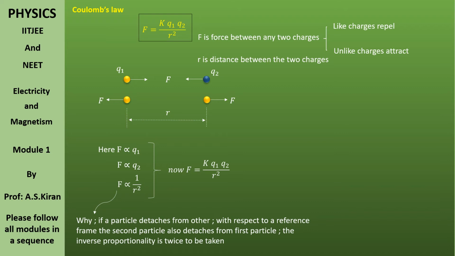For example, once again, if you are detaching from your friend, it also means that your friend is detached from you, isn't it? Now, by clubbing all these three logics, you will get F equals K Q1 Q2 by R square, where K is the proportionality constant.